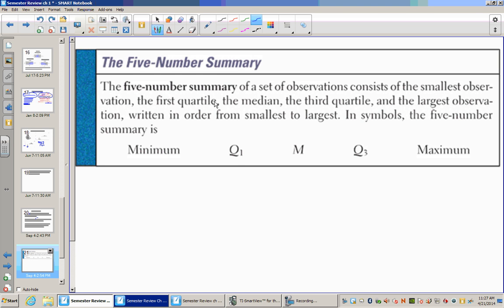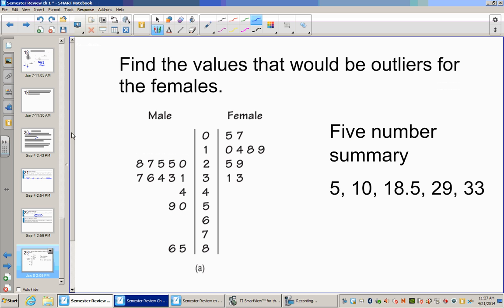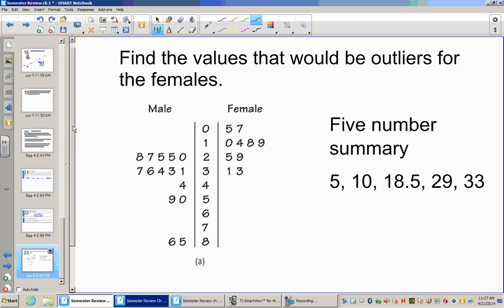Now we have to look at the 5-number summary, and this is typically for skewed data. The minimum, Q1, median, Q3, and maximum, we talked about that a little bit earlier. 25% of the data is between each of those values. If we want to find outliers, we use the IQR, Q3 minus Q1, and we multiply that by 1.5 and add it to our Q3 and subtract it from our Q1. This is common, and a lot of people forget this, so I want to go through this.